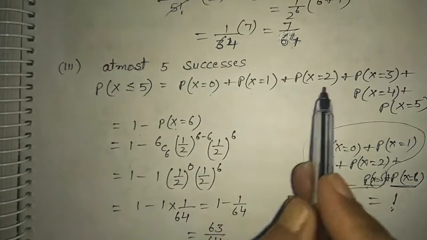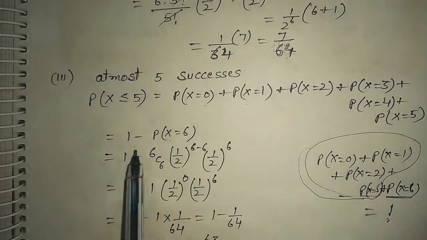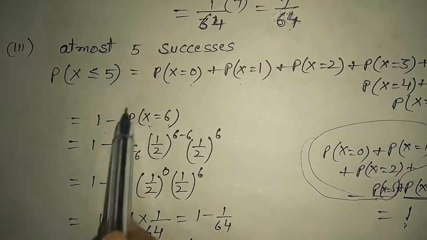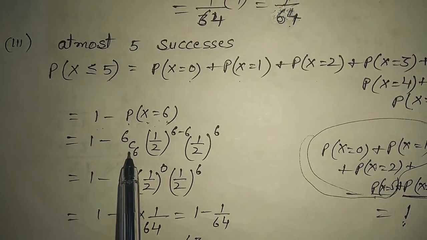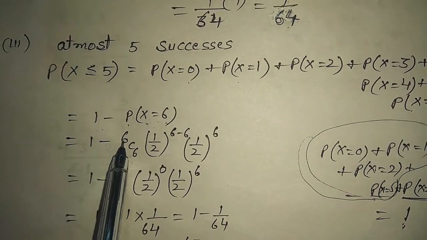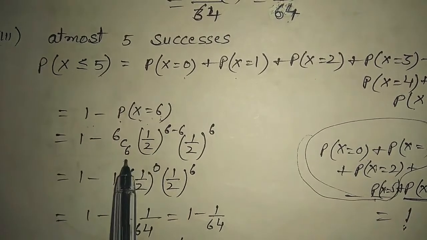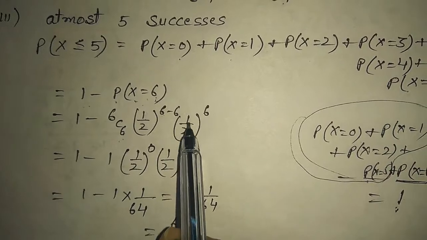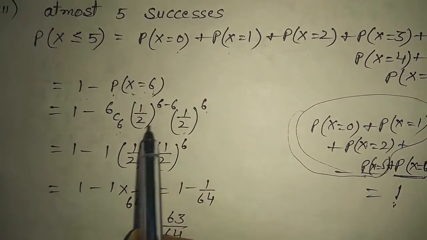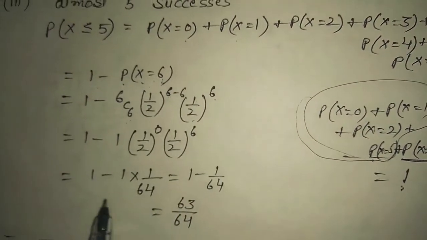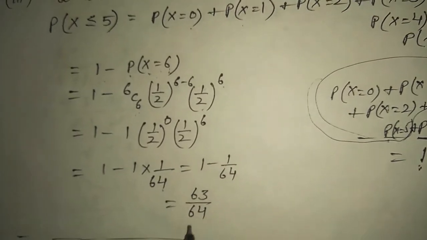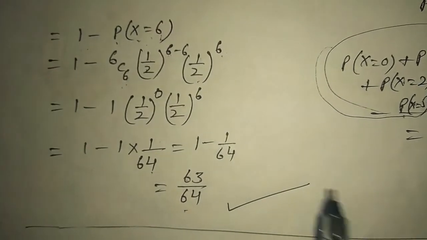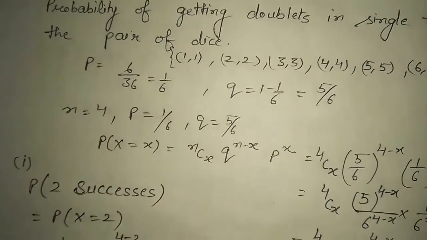If we solve these 6 cases, it will be lengthy. So we will take 1 minus P(x is equal to 6). What is the formula of P(x is equal to 6)? nCx, n is 6 here, x is also 6. q raised to power n minus x, 6 minus 6, and p raised to power x, x is 6 here. So after solving, we will get 1 minus 1 by 64. After LCM, we will get 63 by 64. This is the answer. Now come to the second question.